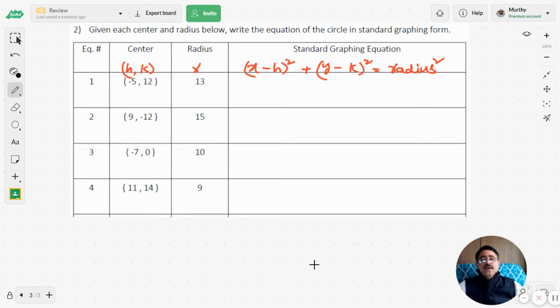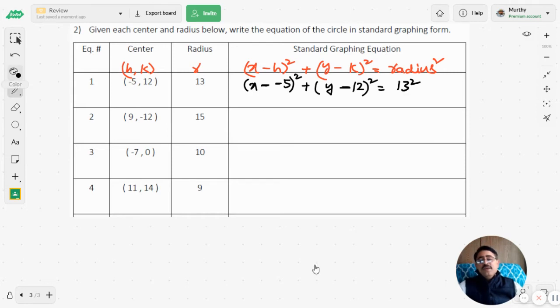Now, x minus, what is the value of h? You can see that it is negative 5, right? So the value of h is negative 5. If there is a double negative, no problem. So (x minus negative 5) square plus (y minus, what is the value of k? You see that it is 12. Therefore, let me plug in 12 here. What is the radius? You see that it is 13 square.